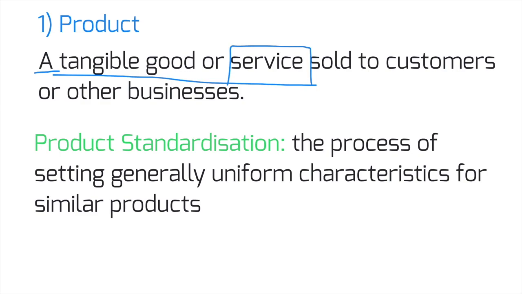So what is product standardization? Well, product standardization is the process of setting generally uniform characteristics for similar products. Uniform characteristics could be in aesthetics, in function, or other things. We'll go more in depth in the next slide.